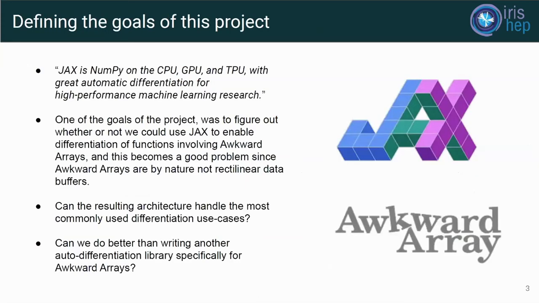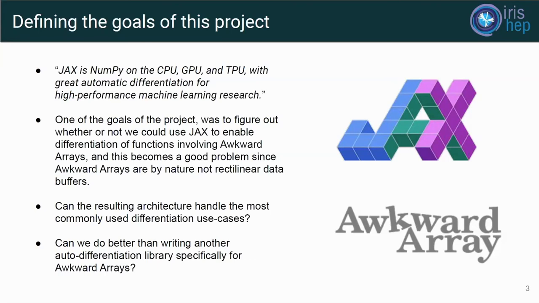Okay, so what were the goals of this project? Before defining the goals, our choice of the auto-differentiation tool was JAX, just because many people in the group were using it. JAX is just NumPy on CPU and accelerators that has very good auto-differentiation support. So one of the goals of this project was to figure out whether or not we could use JAX to enable differentiation of functions involving awkward arrays. And since JAX can only differentiate data buffers which are rectilinear or linear, and an awkward array is not a rectilinear data structure, it's a ragged data structure, it becomes a very good problem to explore.